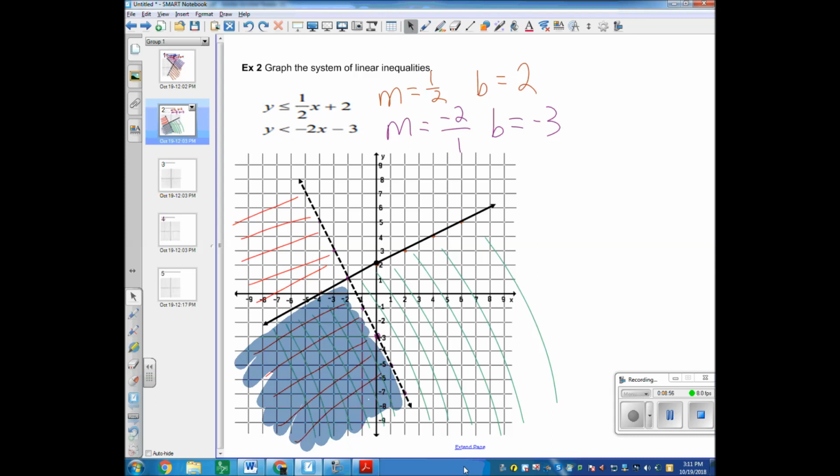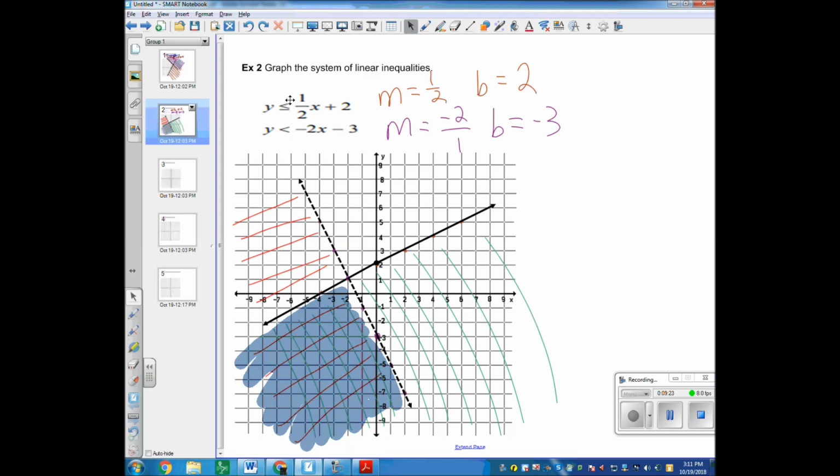It's going to be a solid line because there's a solid line in the inequality symbol. The second inequality, start at -3. Go down 2, right 1. Make your line, but first you have to know which kind of line it is, solid or dashed. It's going to be a dashed line. All right, now that you have the 2 lines graphed and crossed, we decide where to shade.